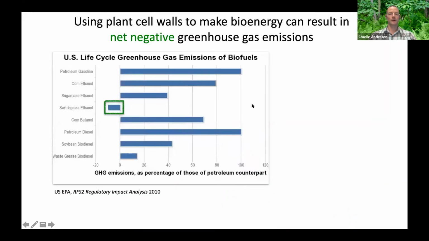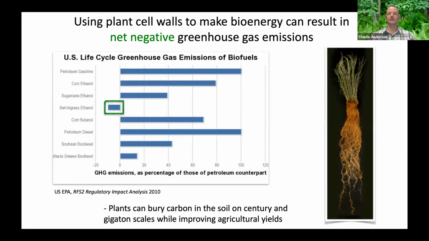Using the cell walls of plants rather than the edible parts of plants to generate bioenergy actually also has the potential to generate negative greenhouse gas emissions. And that's a large improvement over the current use of corn-based ethanol in the United States and other places. And that's partly because plants are able to bury carbon in the ground in their root systems, and those root systems turn over fairly slowly, on the order of centuries, and they're doing this again at gigaton scales. So they're burying carbon in the ground for free for us all the time.